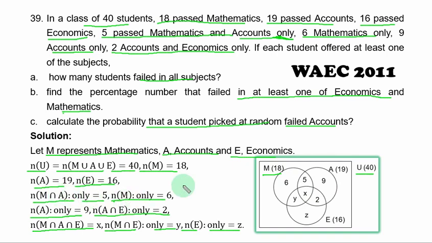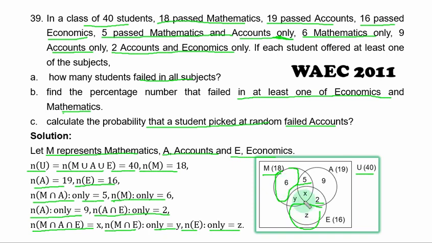Mathematics only is 6. So this place is only mathematics. It is 6. Here is accounts only. That is 9. Economics only is Z. Mathematics and accounts only is 5. Mathematics and economics only is Y. Accounts and economics only is 2. For us to do anything, we need to find S, Y, and Z.